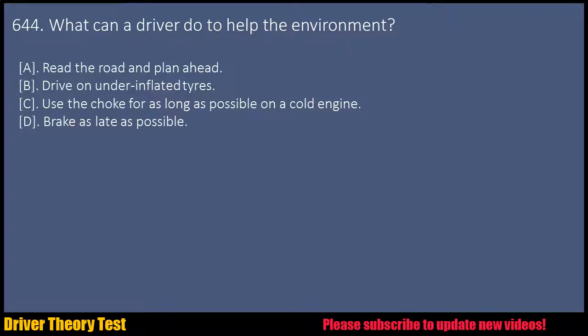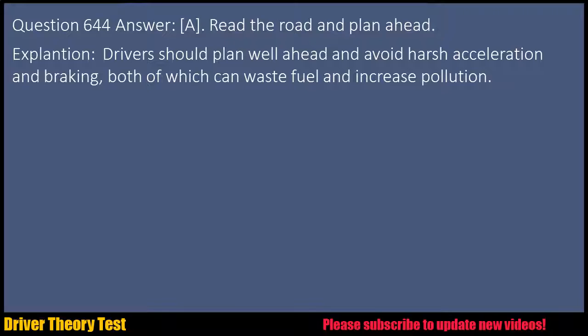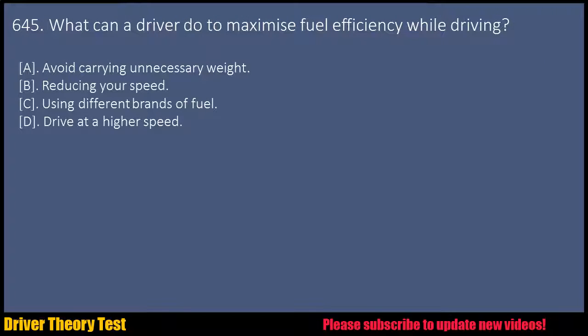Question 644. What can a driver do to help the environment? A. Read the road and plan ahead. B. Drive on underinflated tires. C. Use the choke for as long as possible on a cold engine. D. Brake as late as possible. Question 644 Answer, A. Read the road and plan ahead. Explanation: Drivers should plan well ahead and avoid harsh acceleration and braking, both of which can waste fuel and increase pollution.